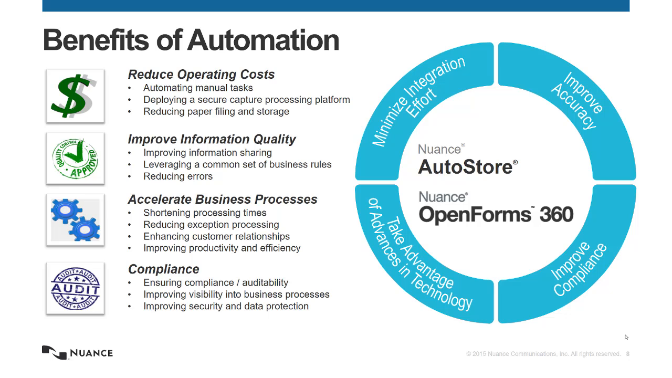Once data is stored as digital, then data can be extracted and used within the business process, improving the information sharing within the business and leveraging the common sets of business rules within the corporations. This allows for a reduction of errors and a reduction in the need to re-enter and rekey multiple pieces of information into multiple systems. This leads to the acceleration of business processes, shortening the processing time and the reduction of exception processing, enhancing the customer relationship within the business, improving productivity, efficiency, and in most cases, cash flow.